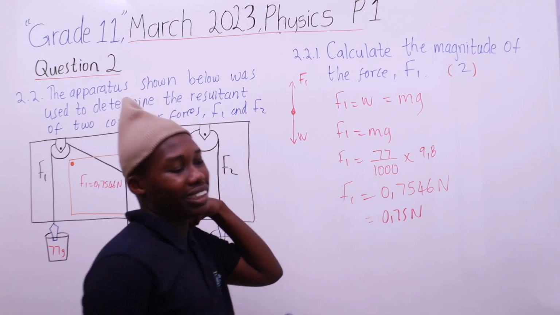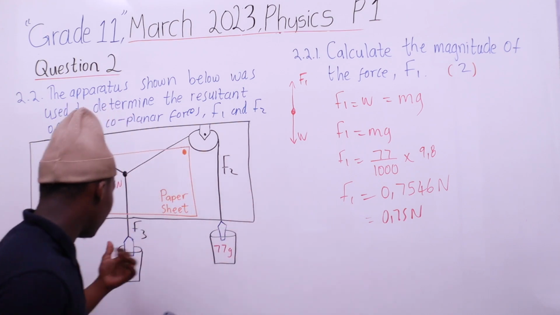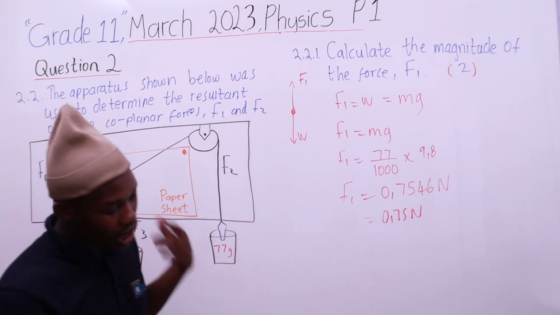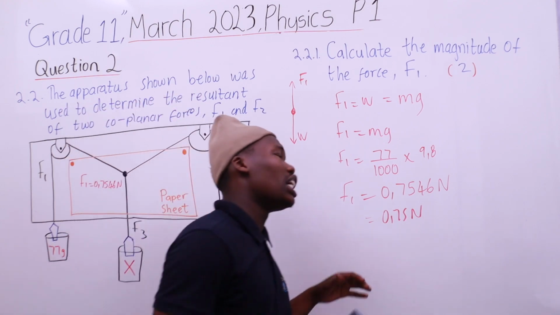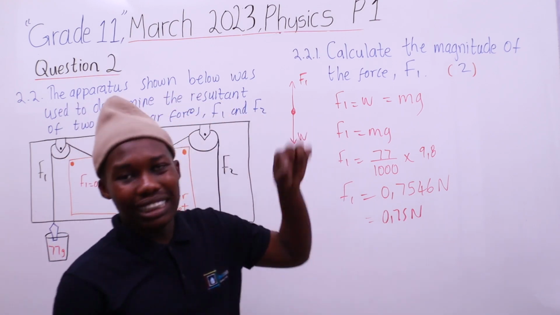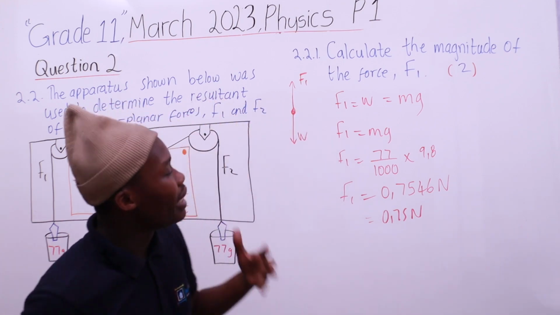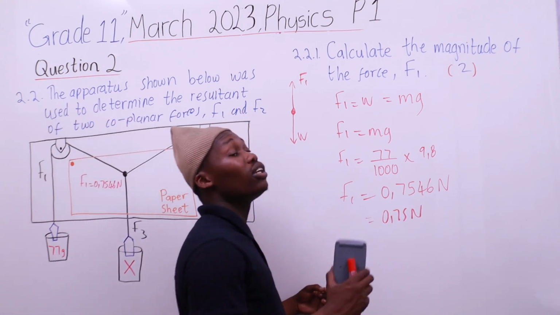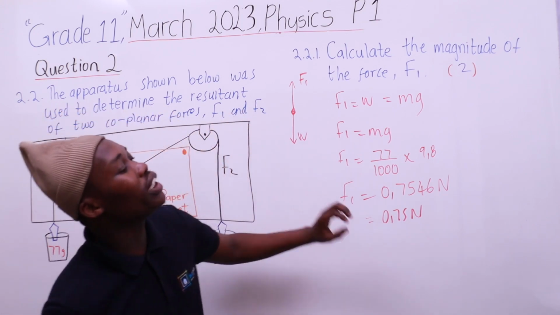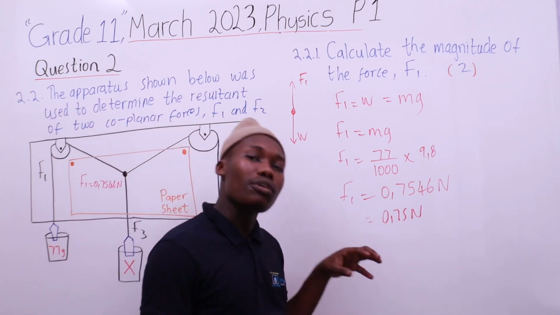It is the mass times the gravitational acceleration of the earth. The mass is 77 grams. So we cannot work with grams in physics, we use kilograms. Not that we can't, our standardized unit is kilograms, like South Africa. So whenever we do calculations, we perform using kilograms. Therefore, if you are given grams, you have to convert first and then you can continue with your formula.